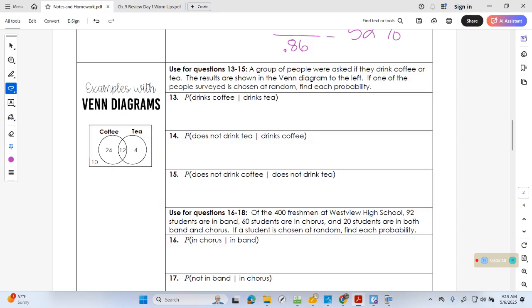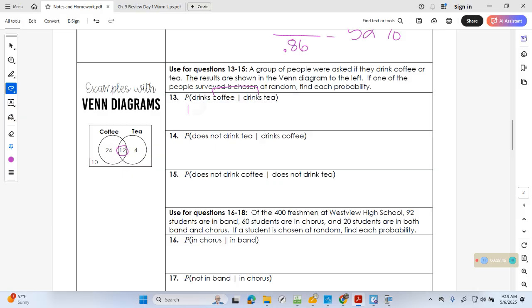All right, more of the same. We're just going to do it with Venn diagrams and get the numbers off of that. Okay, very exciting, I know. A group of people were asked to drink coffee or tea. Using the results from the diagram, find each probability. Well, first things first, let's take a look here. Probability that you drink coffee and drink tea. So just take a look at the diagram. How many drink coffee and tea? 12, the number in the middle.